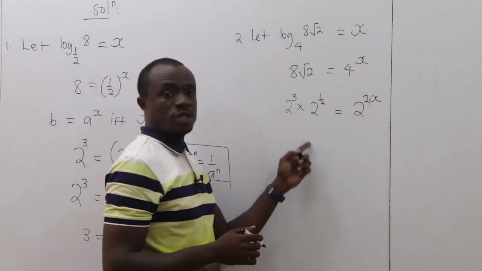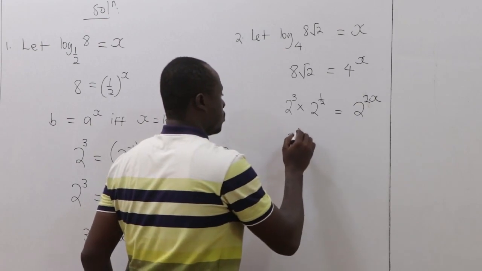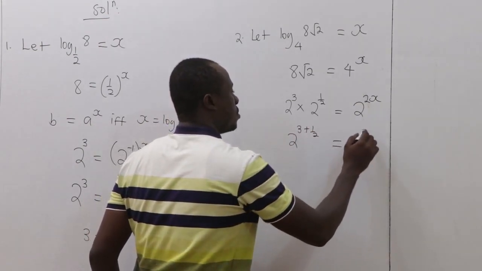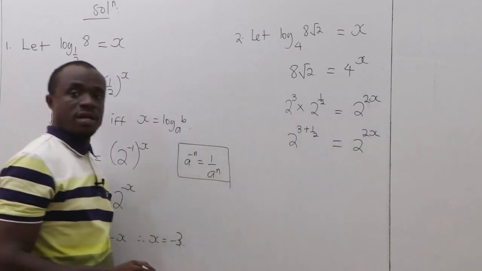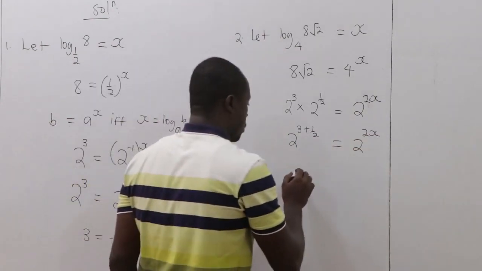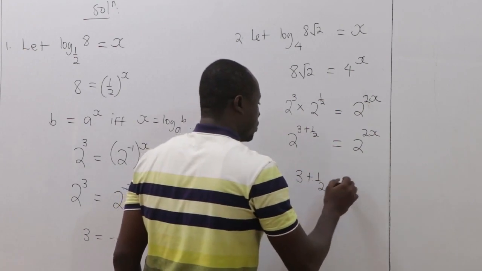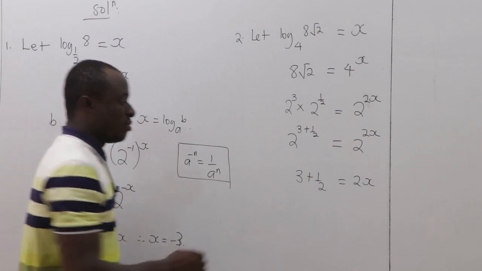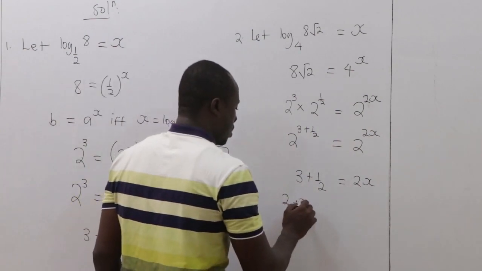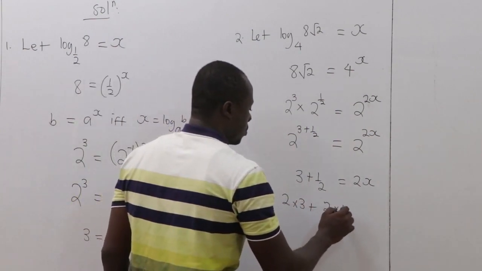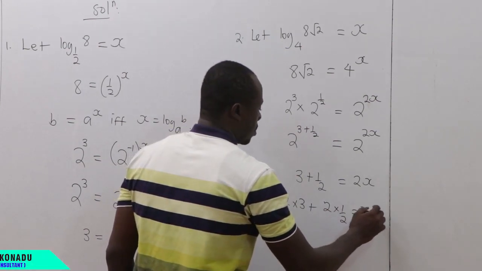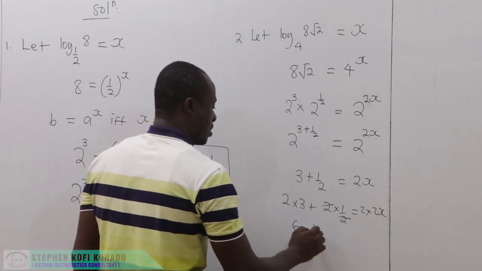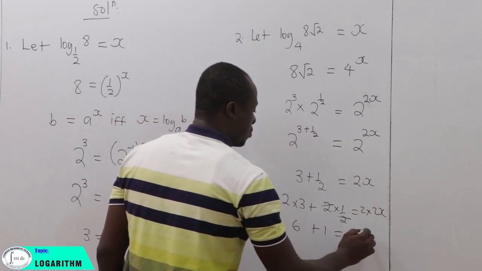What do you know? When the bases are the same, and you are multiplying, you add the exponents. Here 2 to the power 3 plus 1 over 2 equal to 2 to the power 2x. The bases are the same, so we equate the exponents. We have 3 plus 1 over 2 equal to 2x. What is the LCM? LCM is 2, so that is 2 times 3 plus 2 times 1 over 2 equal to 2 times 2x. Clearly, this is cancelling that. We have 6 here plus 1 equal to 4x.